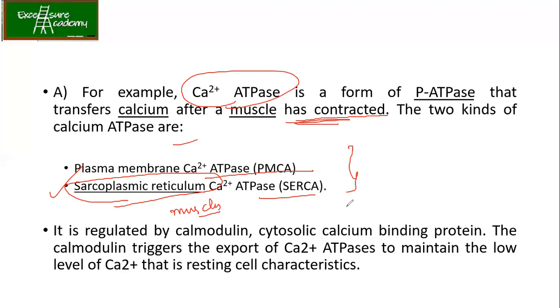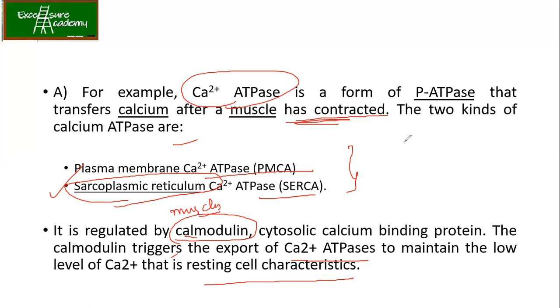Okay, but the regulation. So when we say regulation, what do we mean? Like who is responsible for checking the concentrations of the calcium inside the cytoplasm or outside the cytoplasm? It is these calcium binding proteins called calmodulin. Okay, please remember this is calcium binding calmodulin proteins. So the cytosolic calcium binding protein, calmodulin, triggers the export of the calcium 2 plus ATPase to maintain the low concentration of calcium that is in the resting cell characteristics.